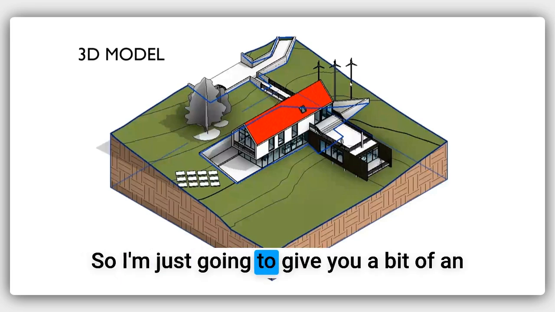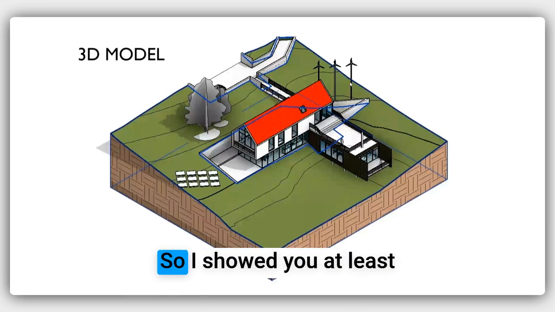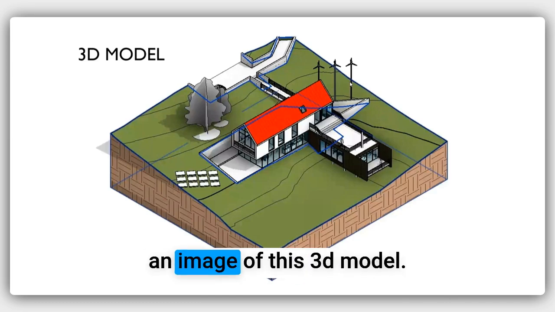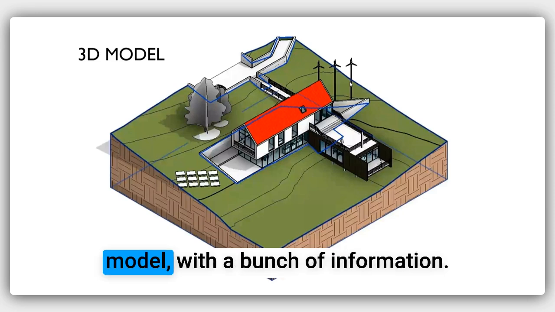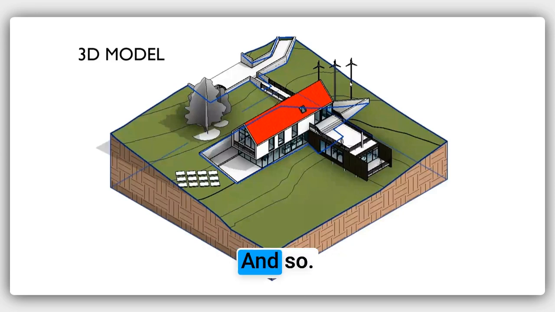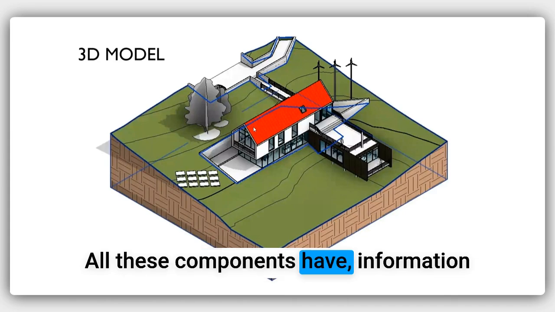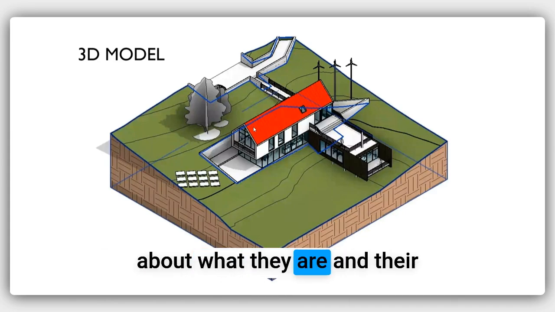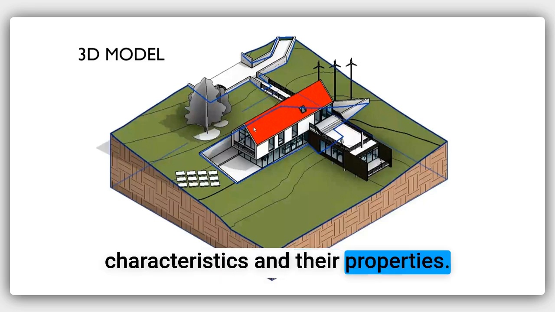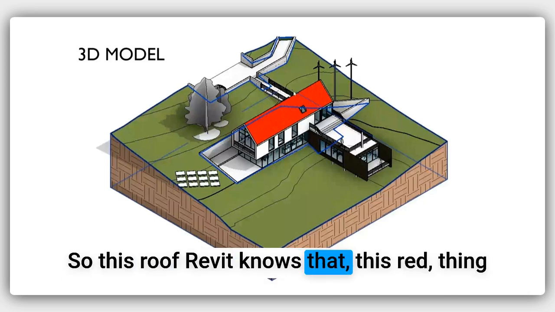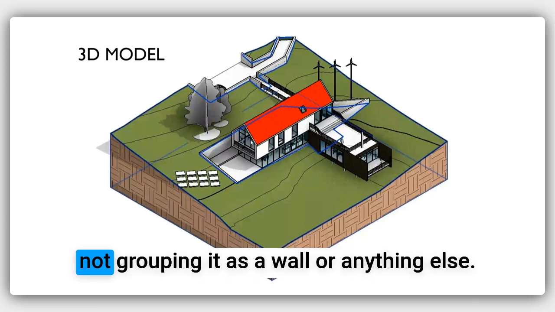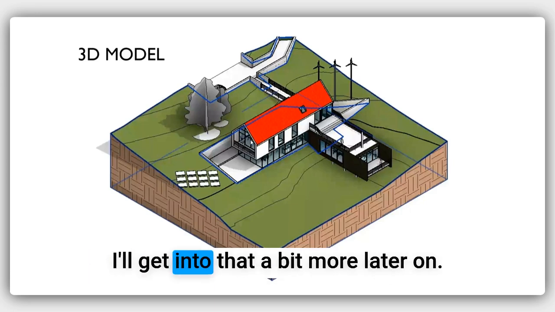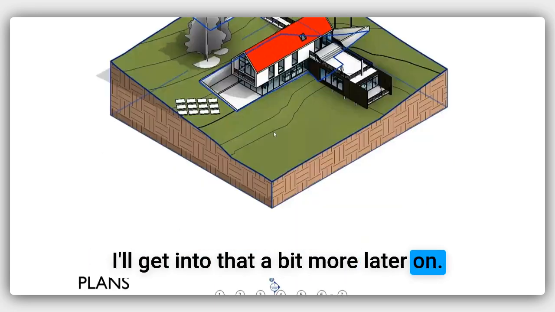All right, so I'm just going to give you a bit of an idea now of what you can do with Revit. So I showed you earlier just an image of this 3D model. So this is basically a 3D Revit BIM model with a bunch of information. And so all these components have information about what they are and their characteristics and their properties. So this roof, Revit knows that this red thing over our building is actually a roof. It's not grouping it as a wall or anything else.